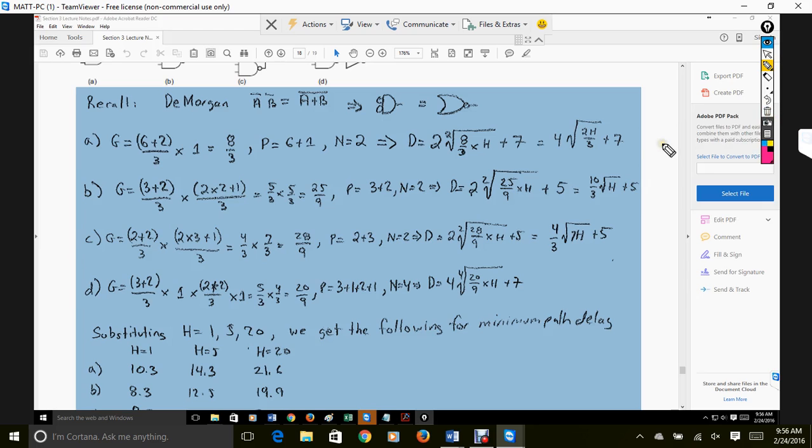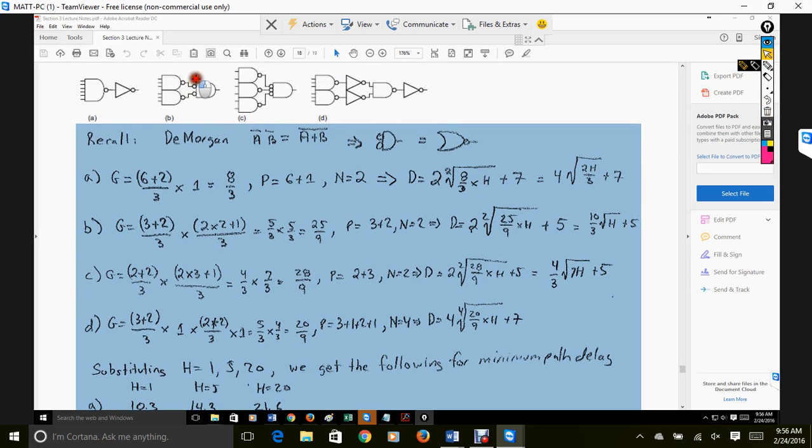For B, what we have done is we have converted this to a 2-input NOR gate. So normally you would have to have another one and then an AND gate. Remember, an AND gate is actually a NAND gate with an inverter on the back, right? So you'd have more stages. So here we've converted to a NOR gate that reduces the number of stages, so that is the NOR gate here. Then 3 plus 2 is our 3-input NAND gate. So that becomes 5/3 times 5/3, which is 25 over 9. Parasitic delay is going to be 3 plus 2 for our 2-input NOR gate. So that becomes 5. So number of stages is 2 again. So this becomes 2 times the square root of 25 over 9 times h plus 5. So that's 10/3 times the square root of h plus 5.